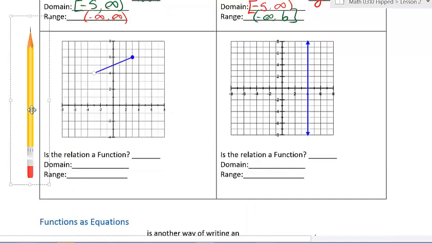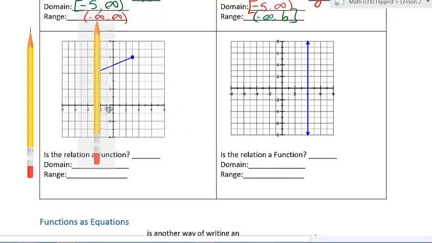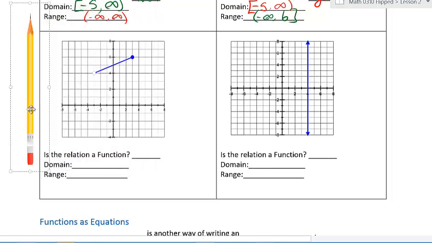On the next two, we have the same questions. Is the relation a function, yes or no? When I drag my pencil through it, I only hit one blue point at any one time, so the vertical line test tells me that this is, yes, a function.